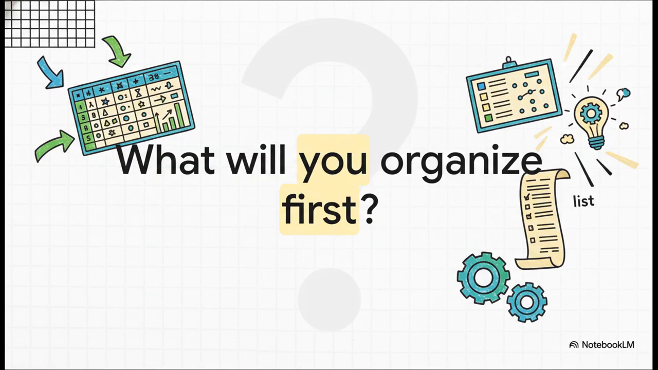So, you went from a blank grid to having a solid plan of action. The only question left is, with all these new skills right at your fingertips, what are you going to organize first? What project, what list, what idea is about to get a whole lot clearer?